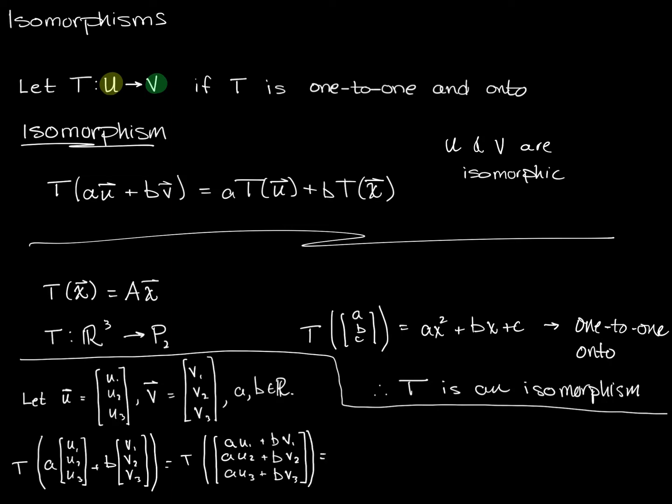What does this transformation, T, do to anything? This is now a 3x1 vector, right? A 3x1 matrix or a three-dimensional vector. What does the transformation T do to a 3x1 vector? It takes the first component, which is AU1 plus BV1, and multiplies it by x squared. And then it adds that to the second component, multiplied by x, and adds the third component as a constant.